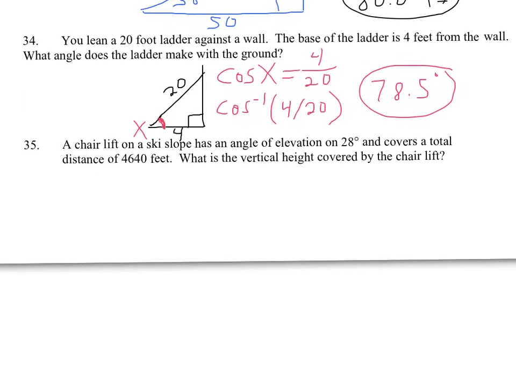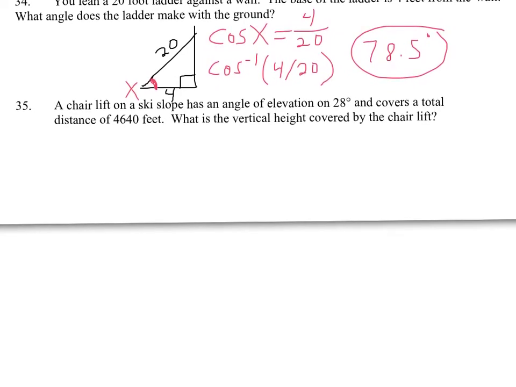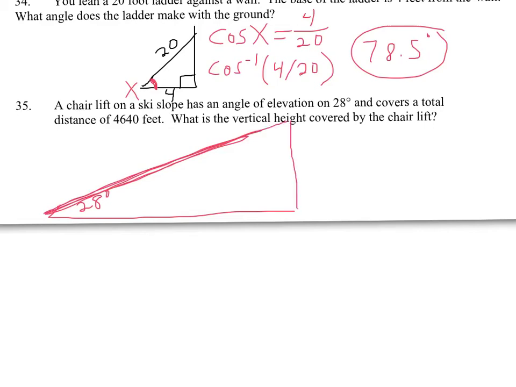All right, a chairlift on a ski slope has an angle of elevation of 28 degrees and covers a total distance of 4,640 feet. So this is the angle going up at 28 degrees with the ground. So that's supposed to be a straight line there. And we want to know, what is the vertical height? So the vertical height, which is at a 90-degree angle, and the ski slope has an angle that covers a total distance of 4,640 feet.